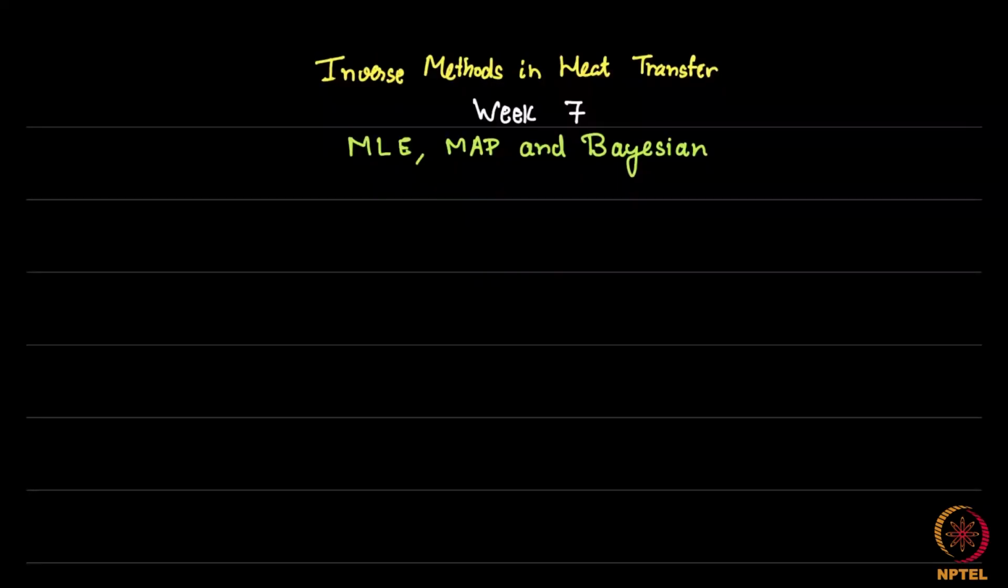Welcome back. This is week 7 of inverse methods in heat transfer. In the last video, you saw how to show that the maximum likelihood estimate using a probabilistic technique gives us the same result as minimizing the least square. So this was the connection between the current approach that we are using, which is a probabilistic approach, and the function approach that we used earlier.